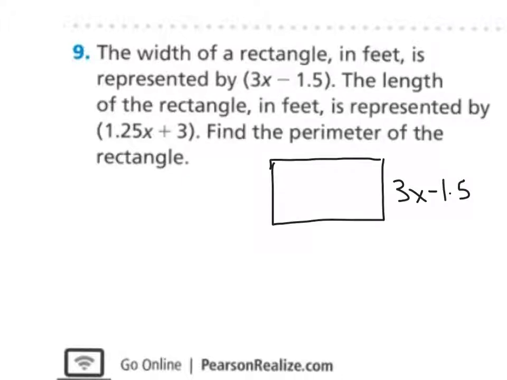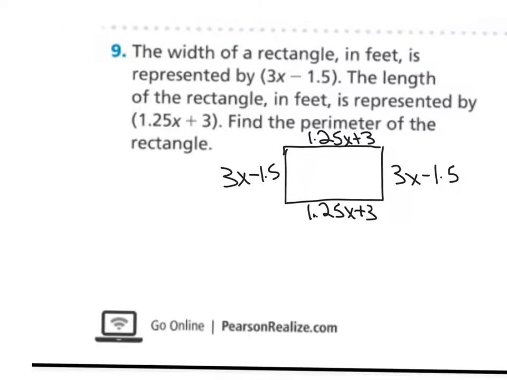There's our width. Width usually is the smaller dimension, and length is usually the longer dimension. And perimeter, remember, is the distance all the way around. We know on a rectangle that the opposite sides are the same length, so if you want to, you can put a 3x minus 1.5 here. You can put a 1.25x plus 3 up here.